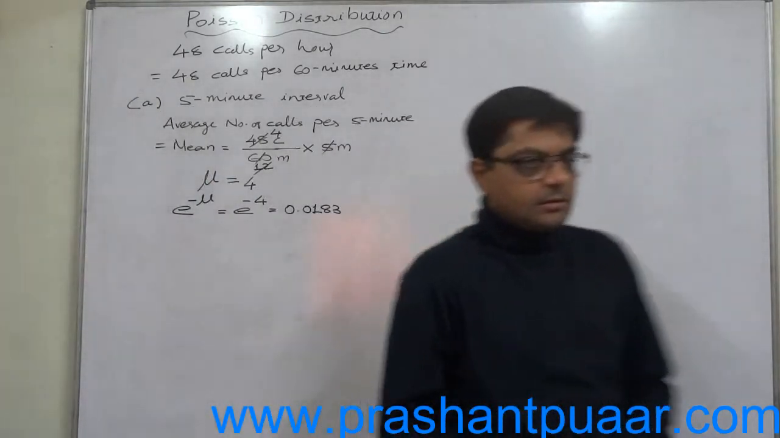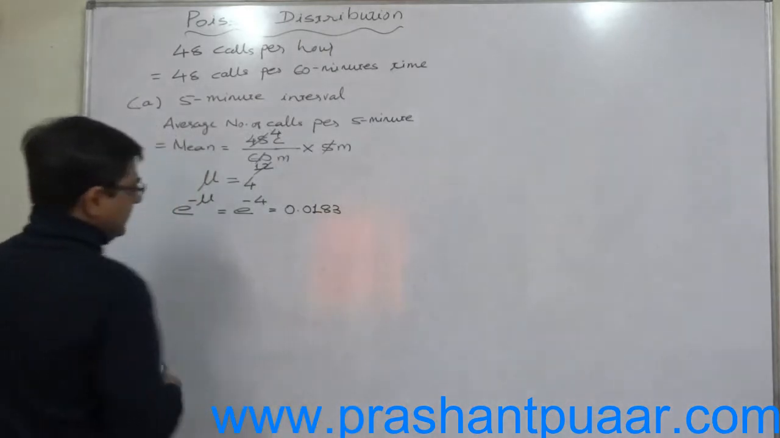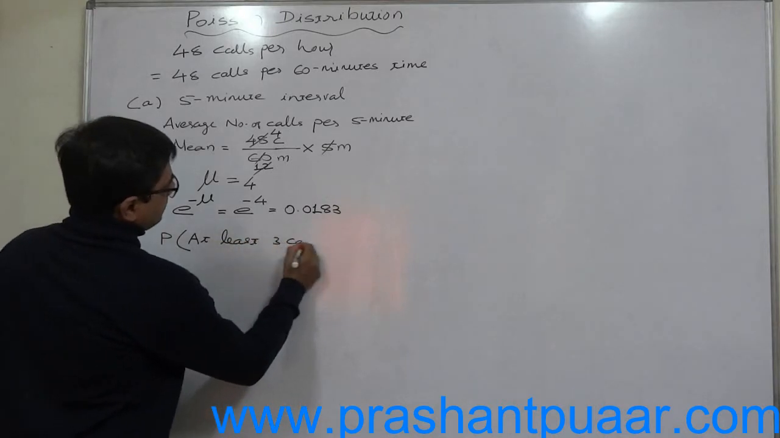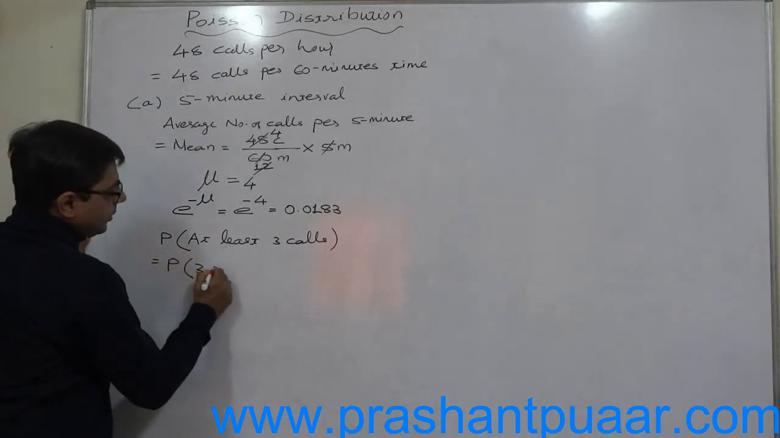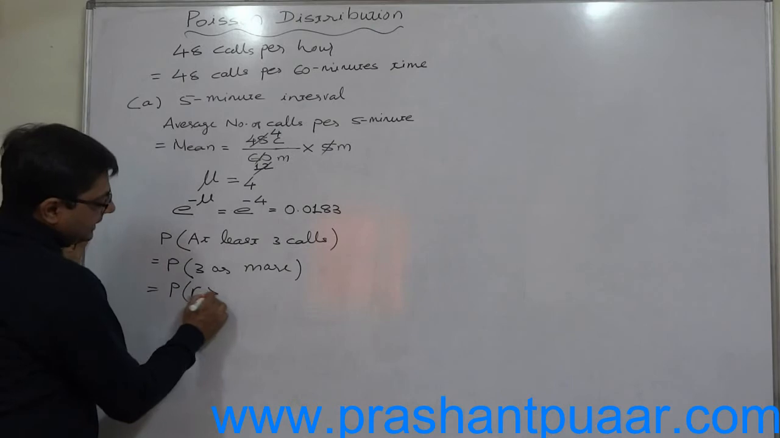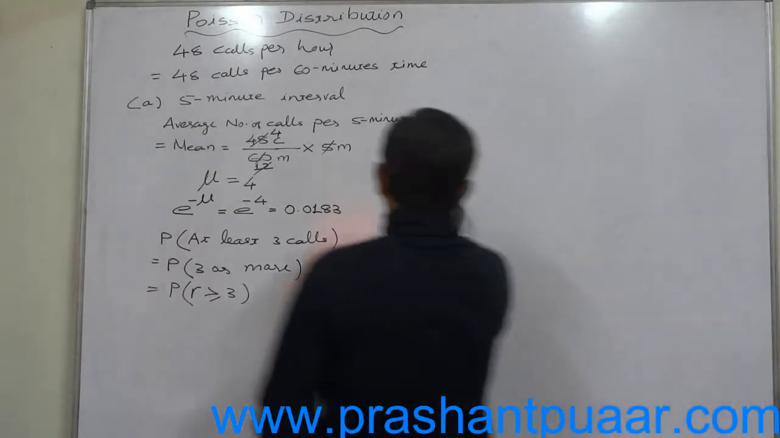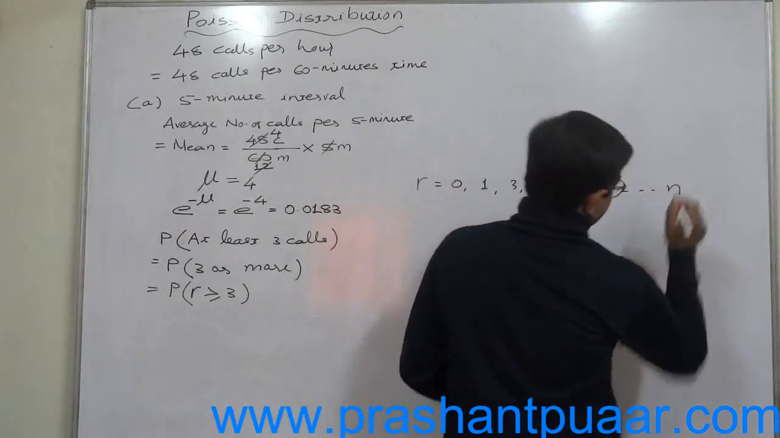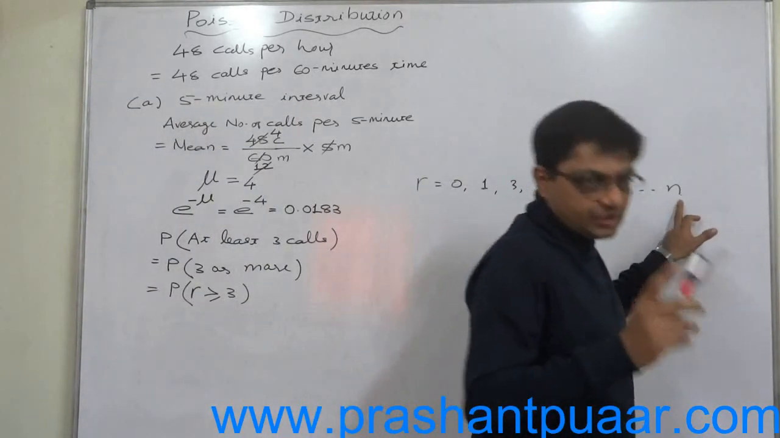Now the question is, what is the probability of at least 3 calls during a 5 minute interval of time? First of all, what do we mean by at least 3? That is the probability of 3 or more. That means probability of R greater than or equal to 3. Now we know that R means from 0 to N. In this particular case, we don't know the value of N. That is the first problem.